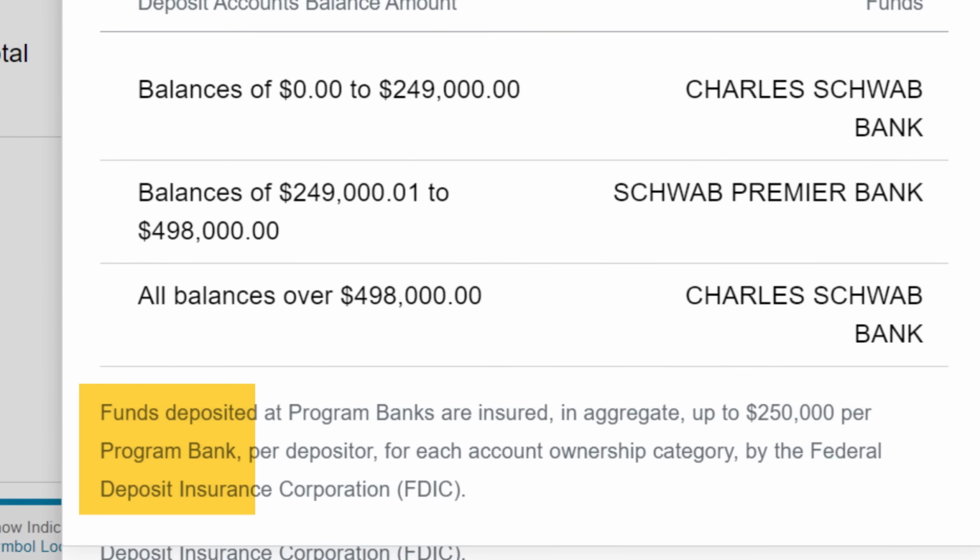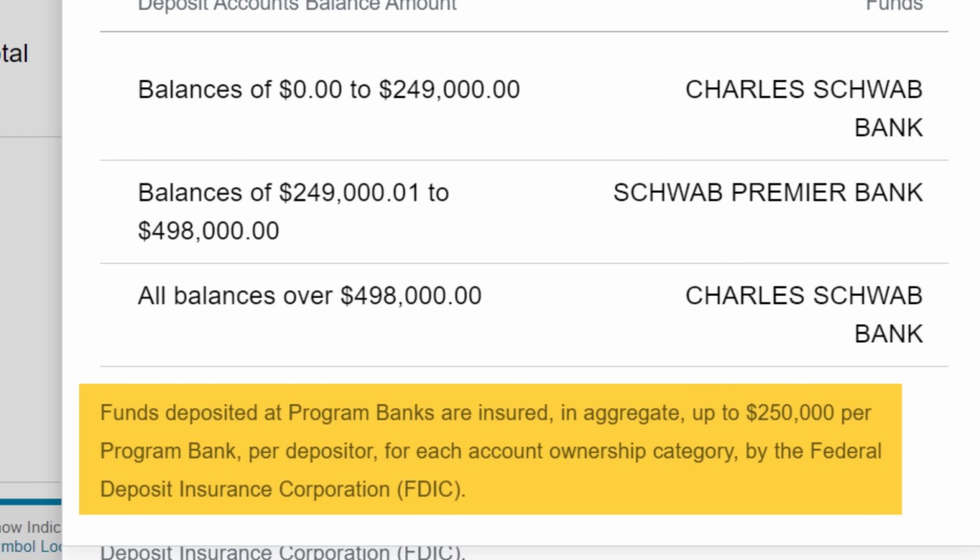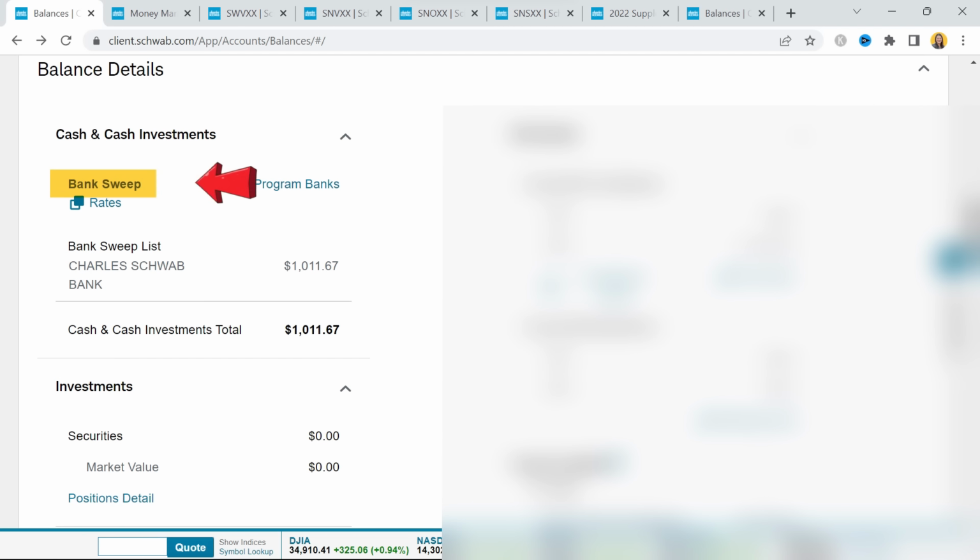And yes, funds deposited at these program banks are insured in aggregate up to $250,000 per program bank per depositor for each account ownership category by the FDIC. Good to know. But if you do find this bank sweep and a significant amount here that is positive and you're not happy with this rate that you're getting on your bank sweep amount, then you may want to pay close attention to the next section of our video.